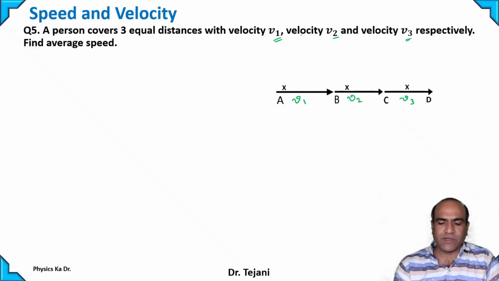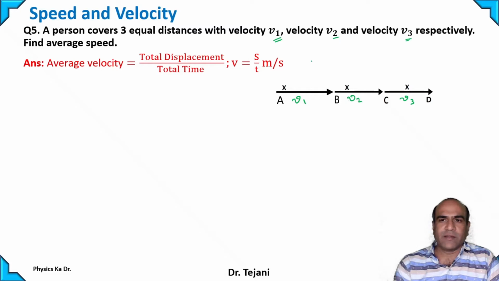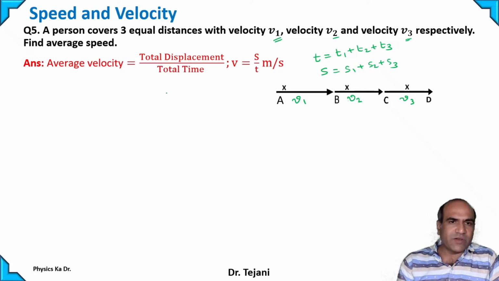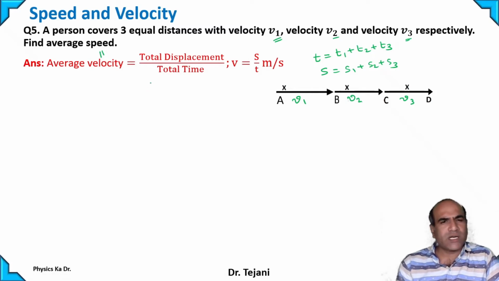That much is given, and we need to find the average velocity. Now remember two things. One is that t is always the total time, t1 plus t2 plus t3, and if it is a straight line, then s also becomes s1 plus s2 plus s3. In the average velocity, we just need this. In the case of straight line distance, velocity and speed both are equal. So if we take velocity or speed, it doesn't matter. Both are equal in the case of straight line displacement.